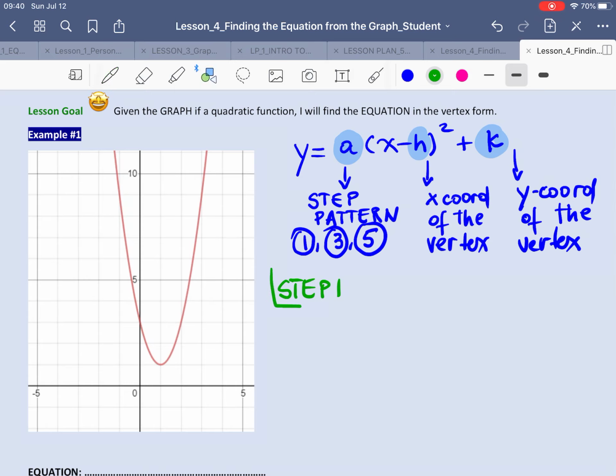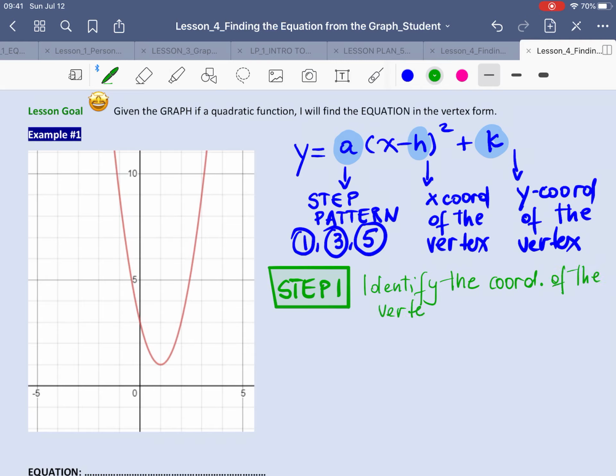So on step 1, we identify the vertex, or to be more precise, the coordinates of the vertex. Just by looking at the graph, you can tell the vertex, which is either the lowest or the highest point on the graph. There is another name for a vertex which is very meaningful and important to know. It's also called a turning point, and you will use this term more often in grade 12.